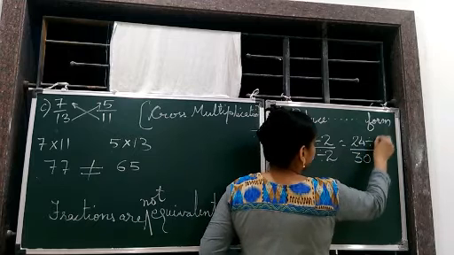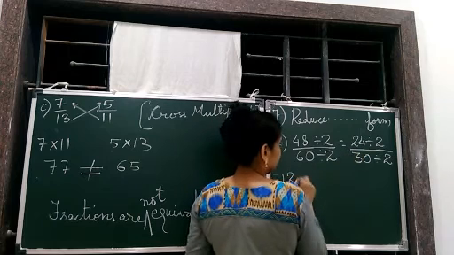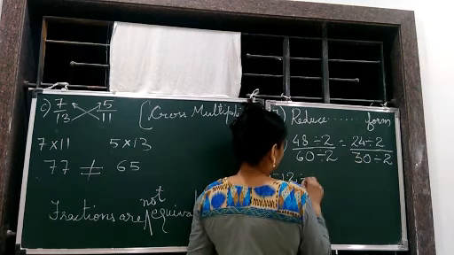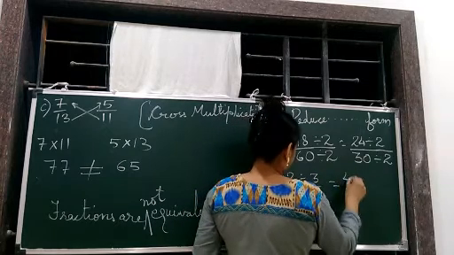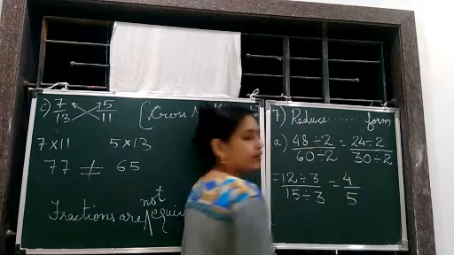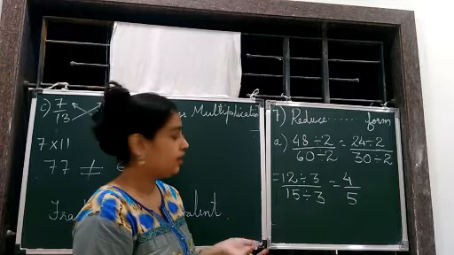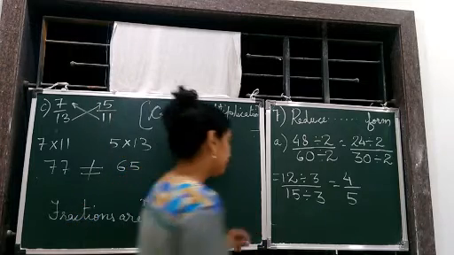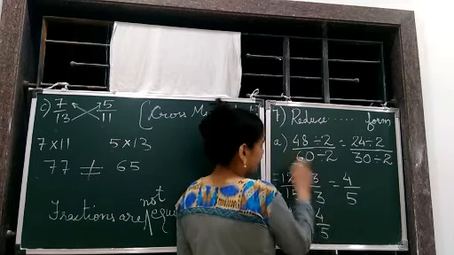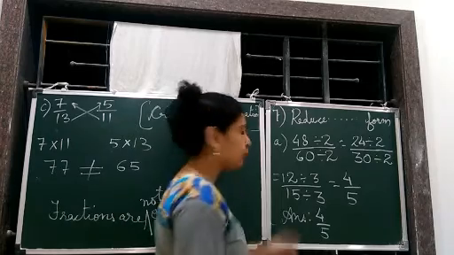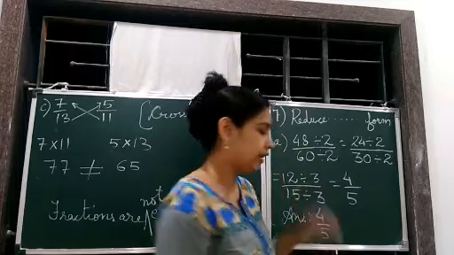Still both will go by 2. Answer I am writing here. Now they both will go by 3. Correct? Now you cannot use any number to divide 4 and 5 because 5 is a prime number. Okay? And they both do not have any common factor. So answer is what? 4 by 5. So the simplest form of 48 by 60 is what? 4 by 5. Also you can see these fractions all are equivalent. Okay.